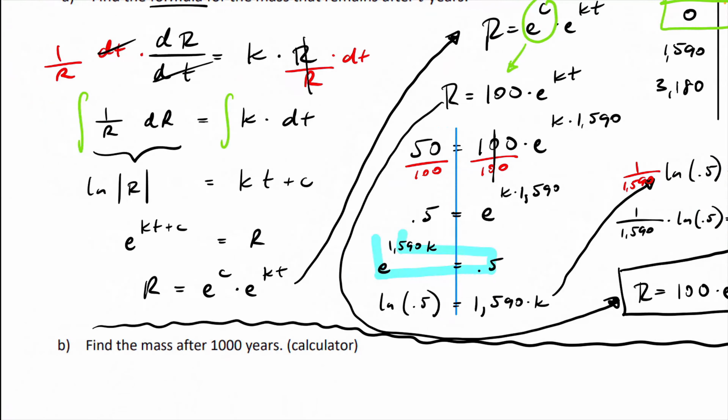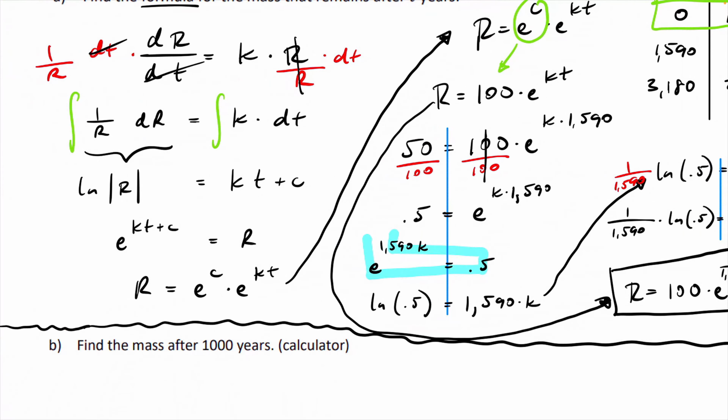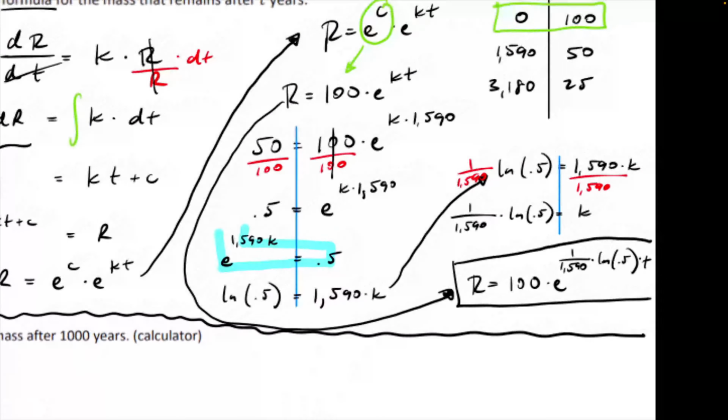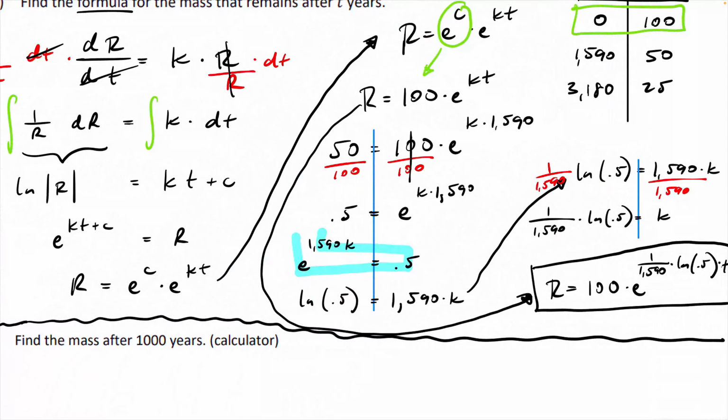So what I want you to do is do part B now. We did the hard part. Part B is the easy part. How much mass would be there after 1,000 years? How many milligrams are left after 1,000 years?